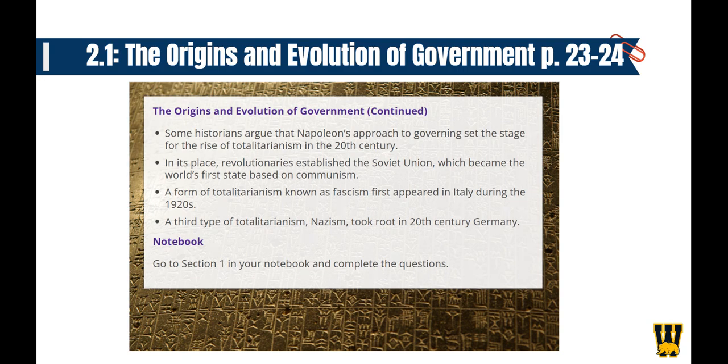revolutionaries established the Soviet Union, which became the world's first state based on communism. A form of totalitarianism known as fascism first appeared in Italy during the 1920s, and then a third type of totalitarianism, Nazism, took root in the 20th century in Germany.